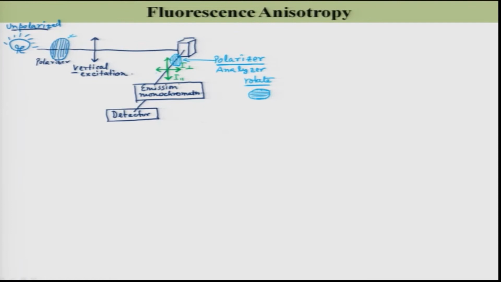Okay. So, here is the vertical excitation and here is the horizontal emission, right. This is the vertical excitation, this is my horizontal emission and here is my vertical emission. So, in the detector what we are going to measure is these two intensities, either I parallel or I perpendicular.